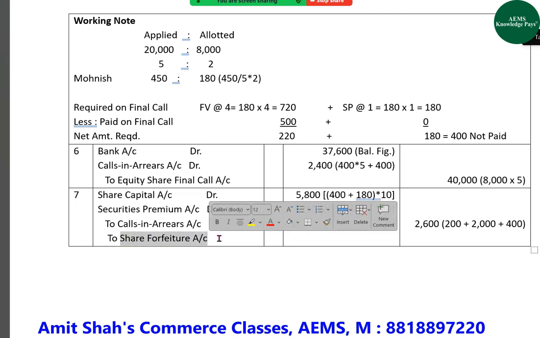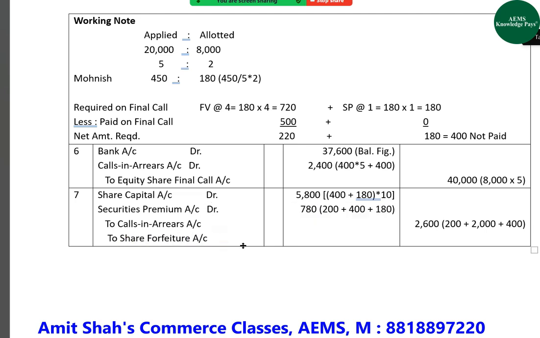Now, share forfeiture account is created with the amount that we have adjusted towards face value of the amount received from the defaulting shareholders. Out of the amount we received from the defaulting shareholders, only what we have adjusted towards face value is created here.